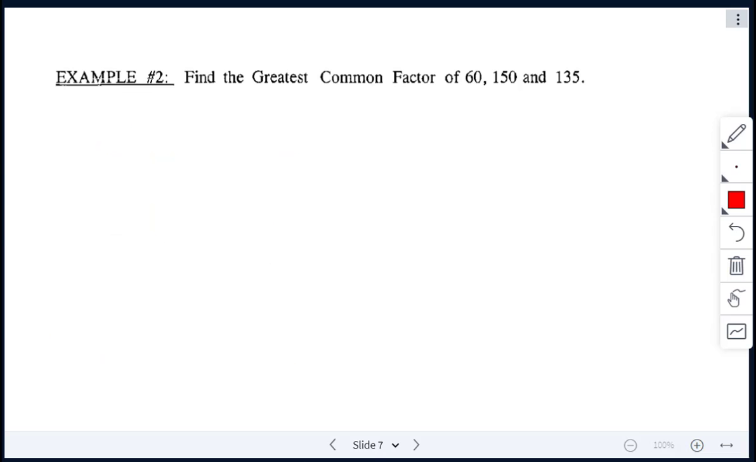So next example, we're going to use repeated division again. We're looking for the GCF of 60, 150, and 135. So let's set that up. So 60, 150, 135. And we're just going to set it up for repeated division.